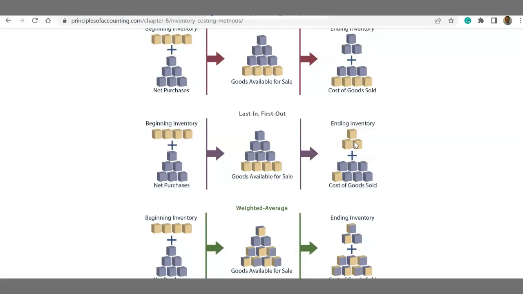Got it? It's a very sensitive issue, so it's important for you to understand. Maybe it's not in the book the way I say it, because your book goes a little faster about this, but I want you to understand it a little more in depth. Also, last in, first out is not acceptable under IFRS, International Financial Reporting Standards. It's only acceptable under US GAAP.